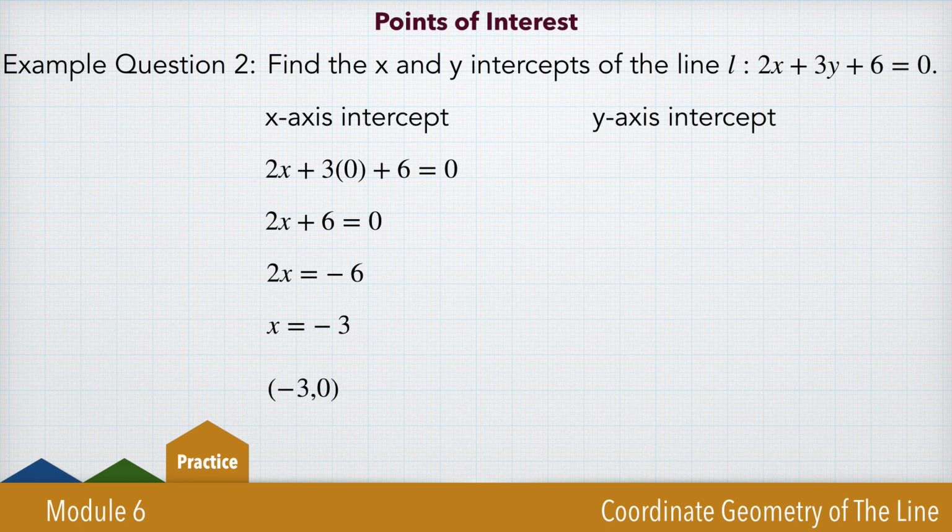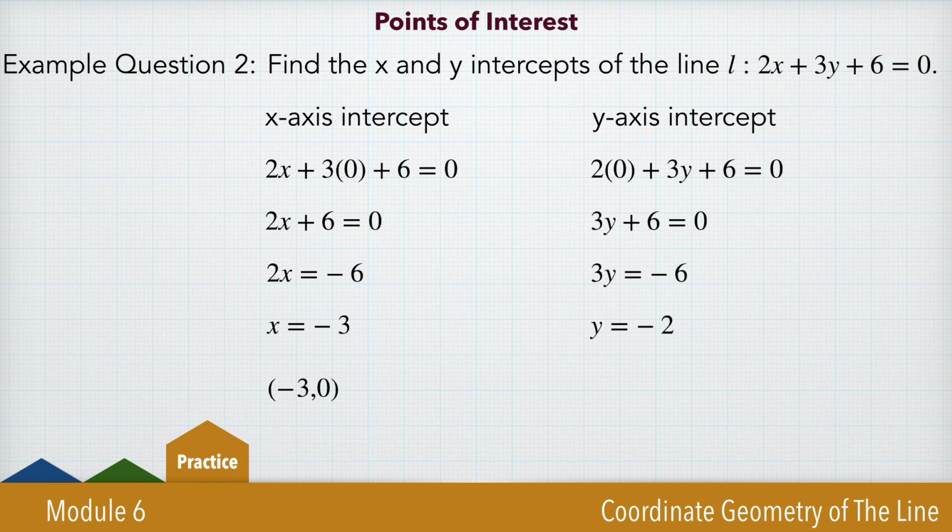Next, we will find the y-axis intercept. We will substitute 0 for x into the equation. Simplifying and rearranging gives us a y value of -2. Therefore, our y-axis intercept is (0, -2).